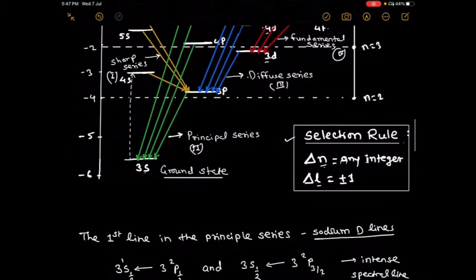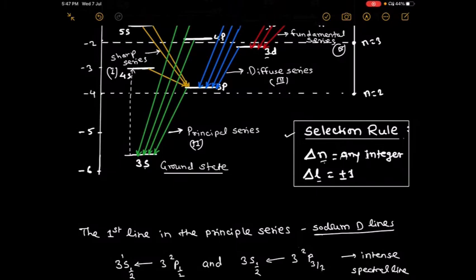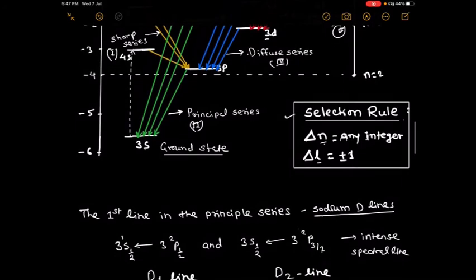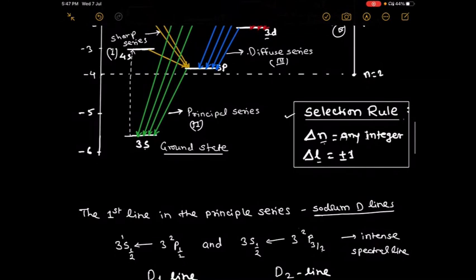Now we have to see which is the first line in the principal series and how it shows the doublet. The first line in the principal series is the sodium D line, that means the sodium D lines are yellow doublets, yellow 1 and yellow 2. How do we get the D1 and D2 lines? If P is a doublet, one of the line terms is 3 doublet P half and the other is 3 doublet P 3 by 2. How we get that we discussed earlier. Hence the transition takes place from 3 doublet P 3 by 2 to the 3S state, the ground state 3S half, where S is singlet, and the other transition from 3 doublet P half to 3 singlet S half.